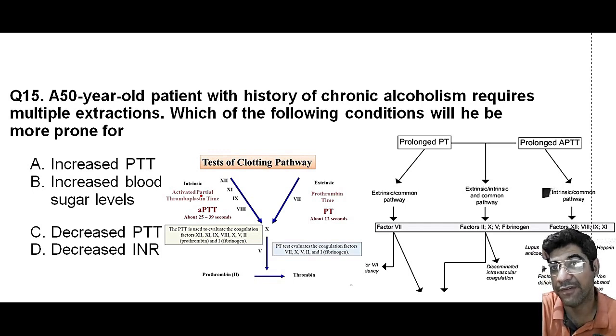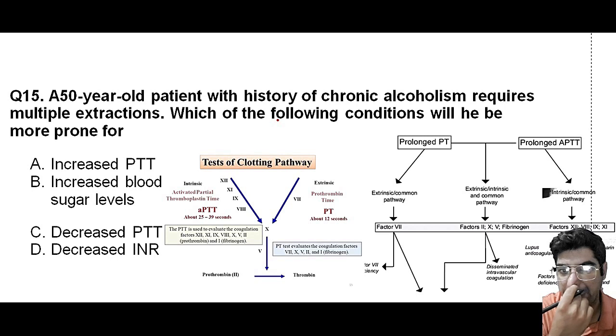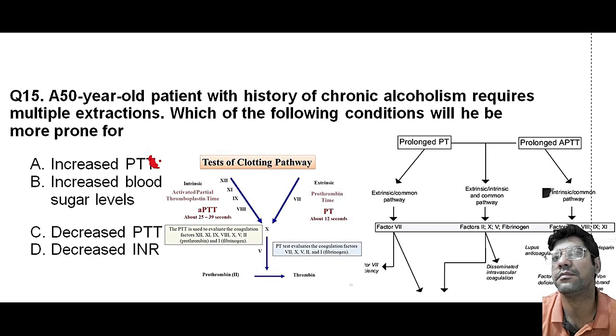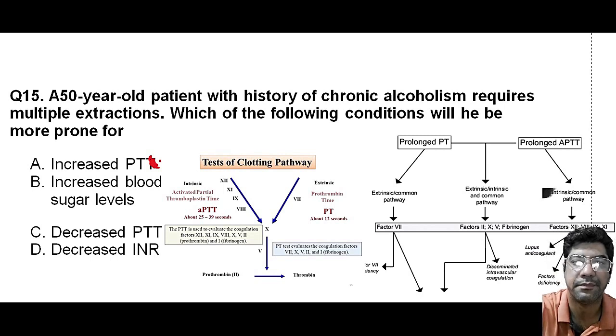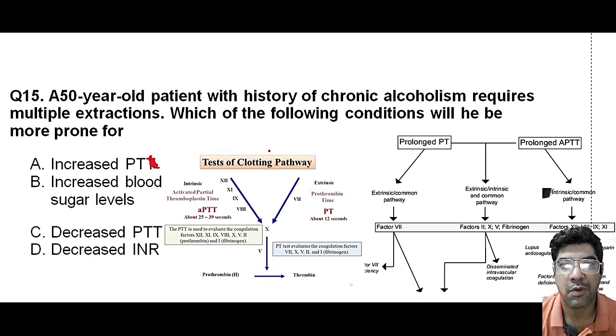A 50-year-old patient with history of chronic alcoholism required multiple extractions. Which of following should he be prone to? So he should be prone to increased prothrombin time. So the chronic alcoholism can lead to liver dysfunction. So liver, we know, is responsible for producing clotting factors like the prothrombin.